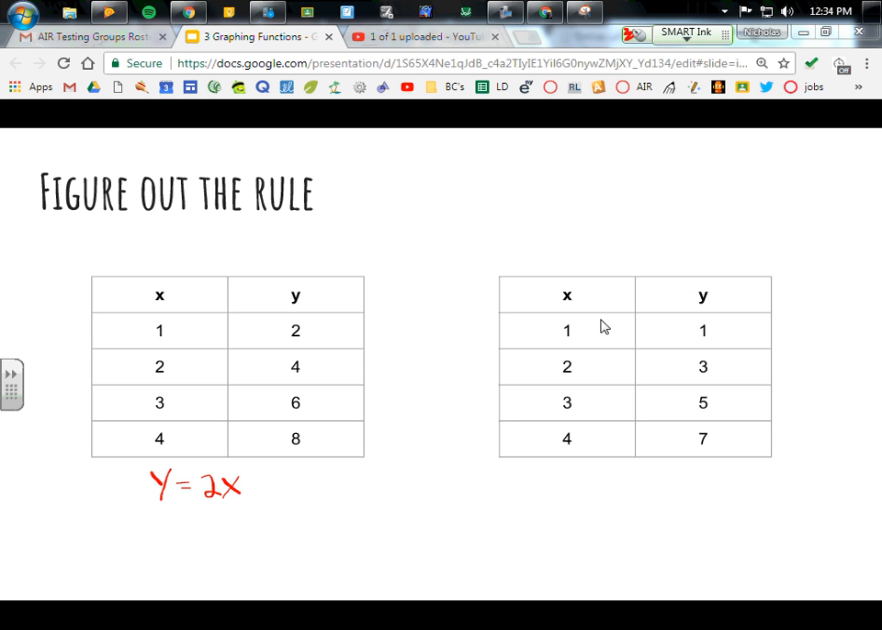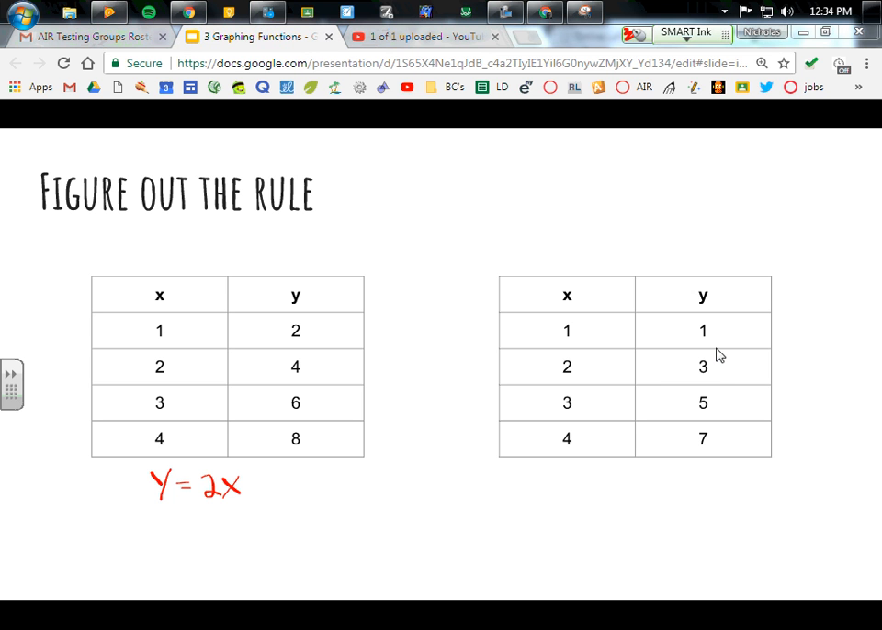Let's take a look at this table right here. Let's start with addition. To go from 1 to 1, 1 plus 0 is 1. Is that true here? 2 plus 0 is not 3, it's 2. So we're not going to simply be adding to x. Let's try multiplication. 1 times 1 is 1. 2 times 1 is not 3. So we're not simply going to be multiplying to get our y. There's got to be a combination of both multiplying and adding.